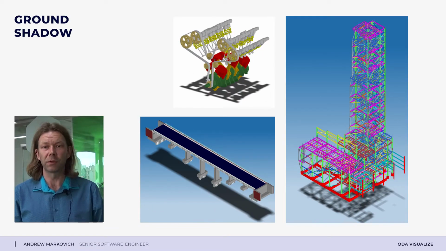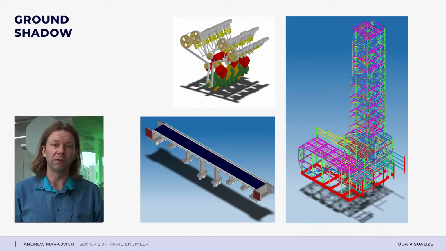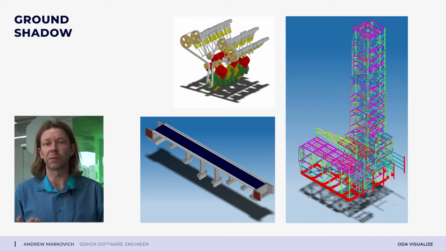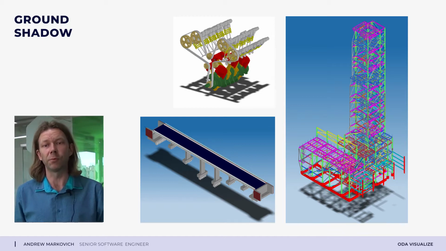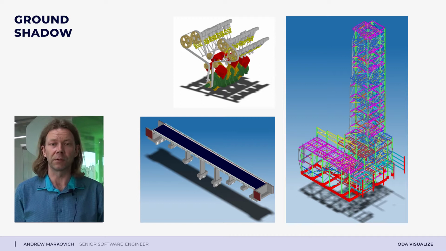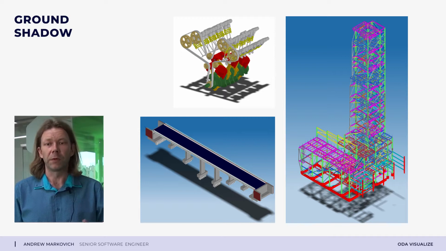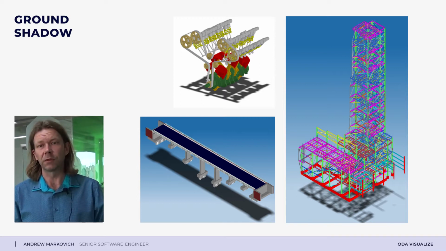As in many modern CAD viewing applications, ODA Graphics Engine supports ground shadows. This is a combination of realistic geometry shadow computation and a transparent plane onto which the computed shadows are drawn. This is a popular effect which is provided by ODA Visualize using a few options. On the current slide, pictures show how this effect looks on different kinds of models, including a mechanical model, a building and a bridge.